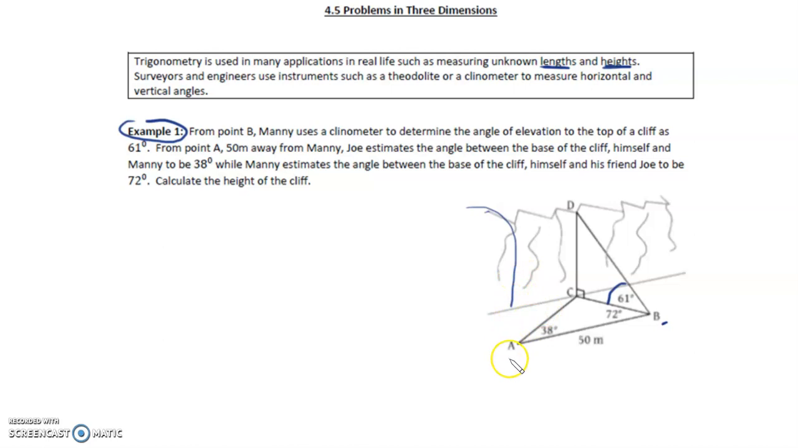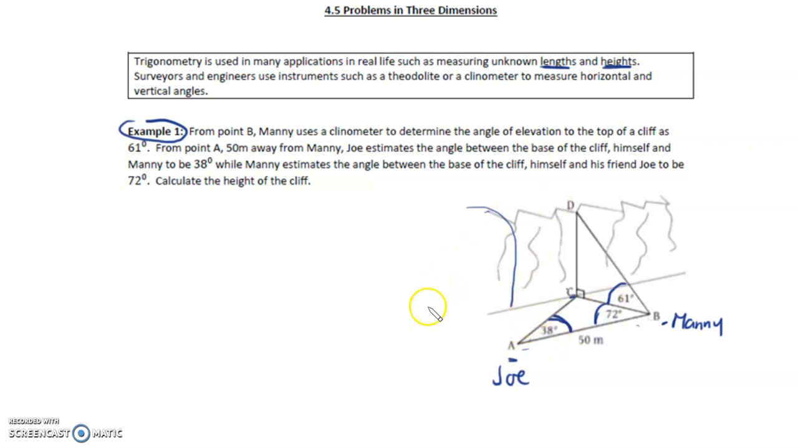From point A, which is here, 50 meters away from Manny, Joe estimates the angle between the base of the cliff, which is here. So the edge of the cliff is here. The base of the cliff, which is C, himself and Manny, right? So this is Manny. This is Joe. So this angle is 38 degrees. While Manny estimates the angle between the base of the cliff, himself and his friend Joe, so this angle is 72 degrees. Calculate the height of the cliff.